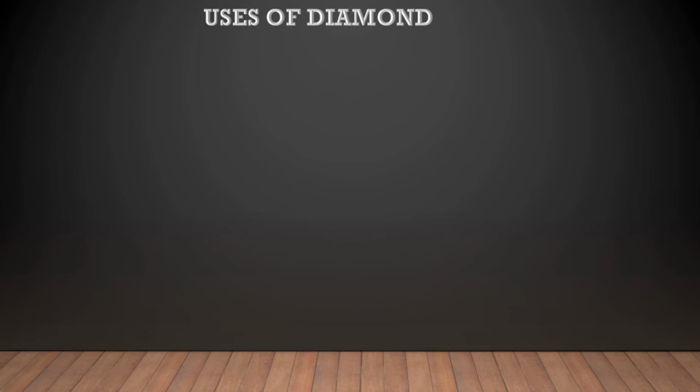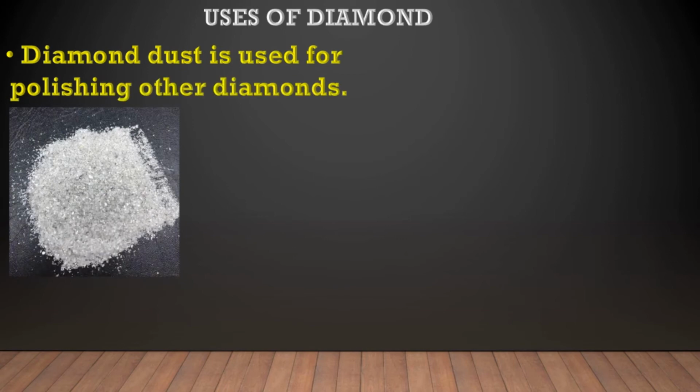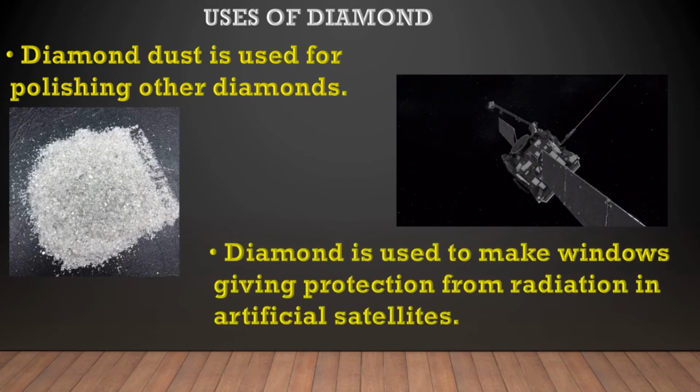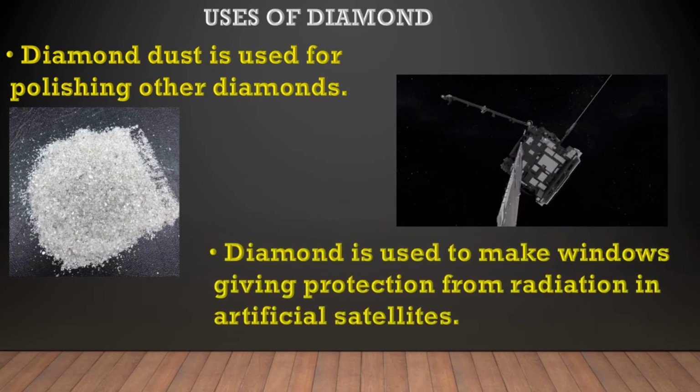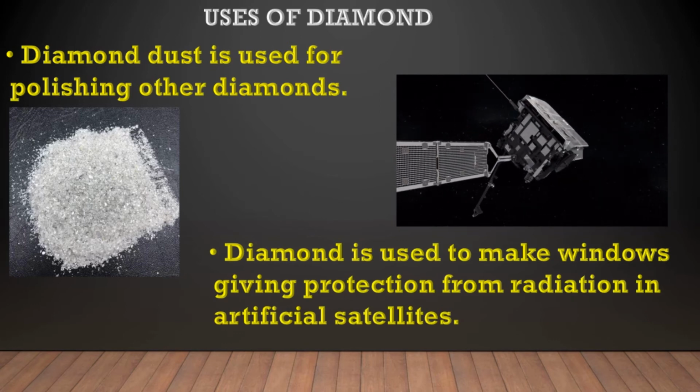Diamond dust is also used as an industrial polish. It can be used to polish other surfaces and a wide variety of materials, including diamond itself, to a nice shine. Diamond is also used to make windows, giving protection from radiation in space and in artificial satellites.